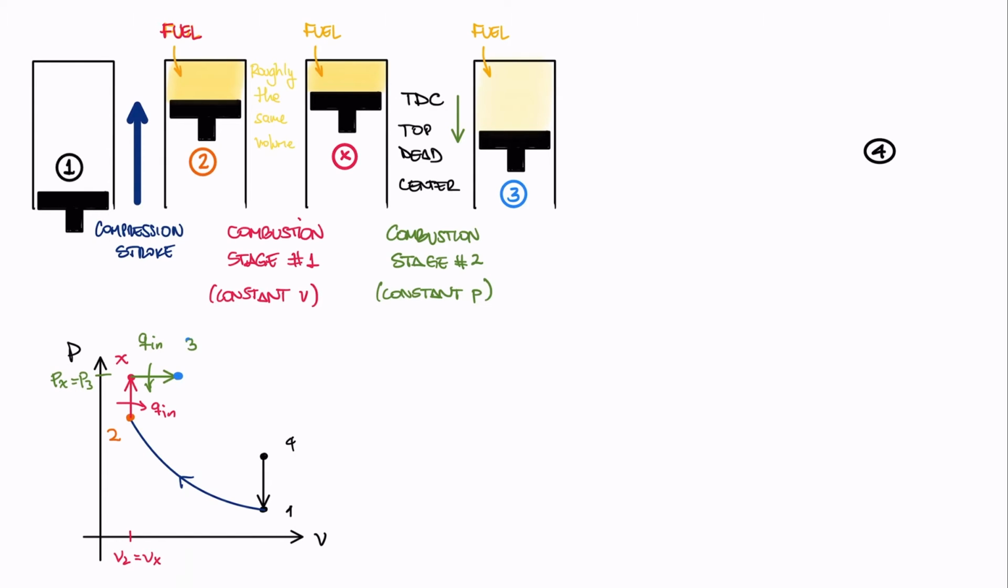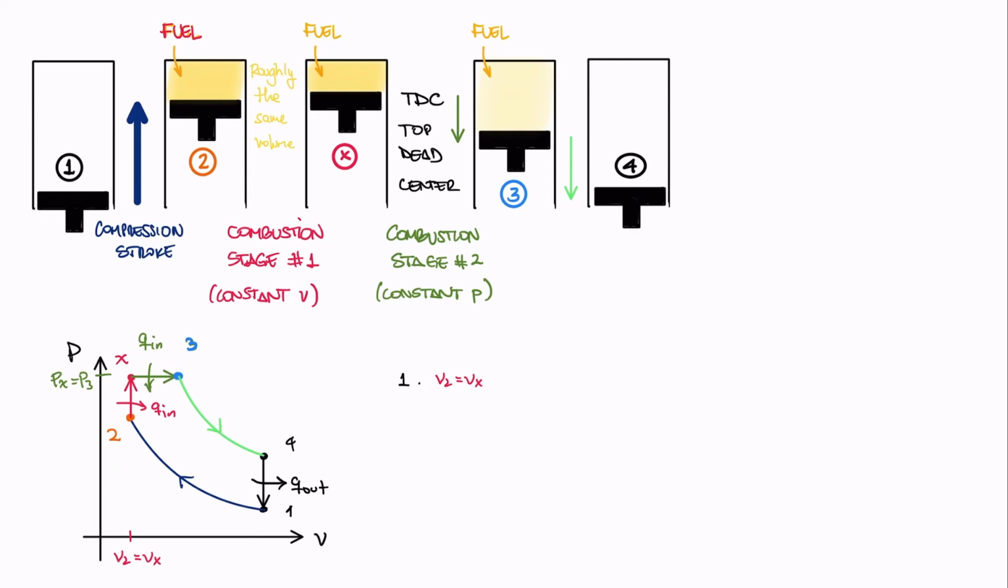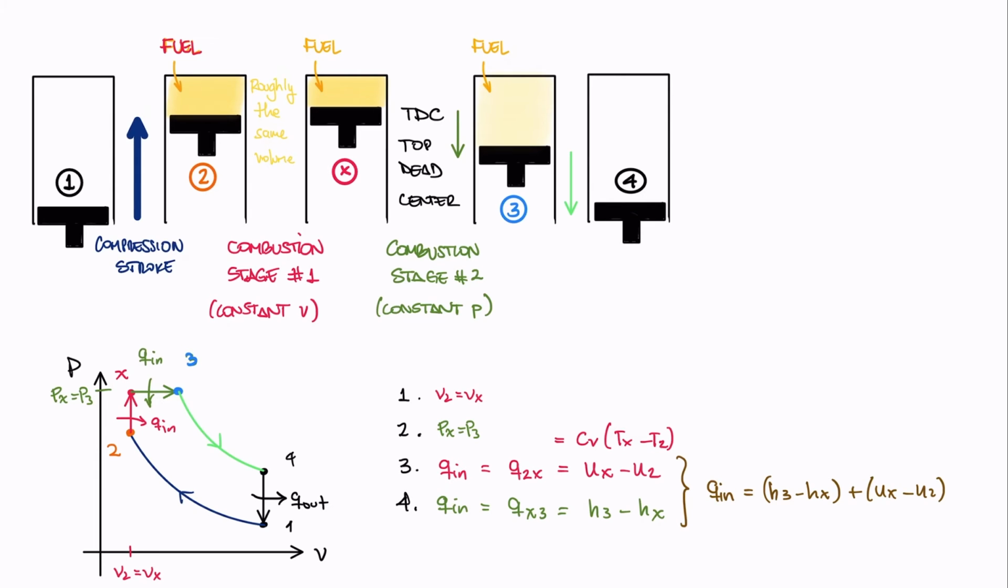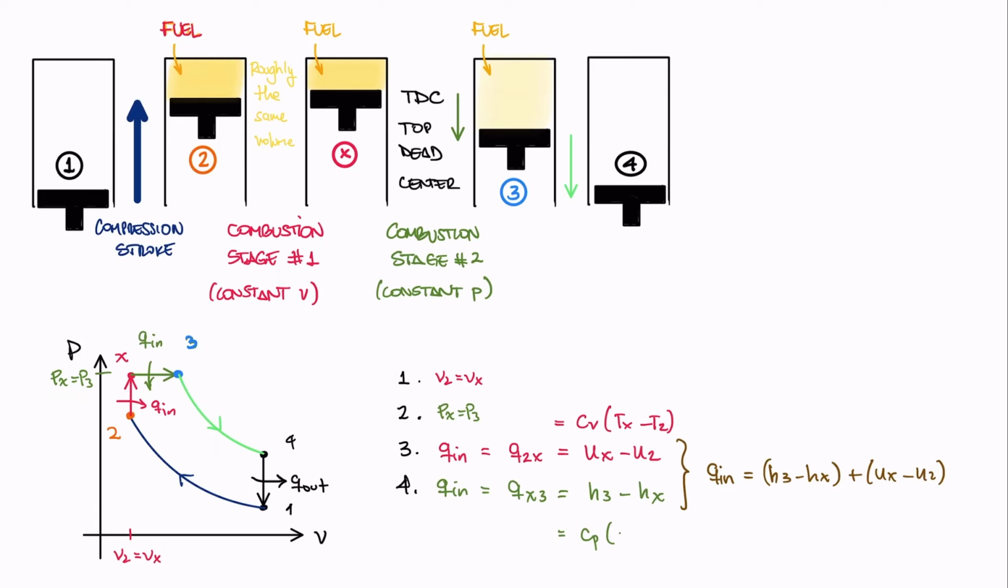The implications of these changes should be apparent if your Otto and diesel cycle bases are strong. The specific volume at 2 and X are the same, just like the pressure at X and 3 are the same. The heat in from 2 to X can be calculated as the change in internal energy, and the heat in from X to 3 can be calculated as the change in enthalpy. The total heat in would be the sum of these two. In the case where we use constant specific heats, we would write Cv times (Tx minus T2) for the isochoric heat in, and Cp times (T3 minus Tx) for the isobaric heat in.